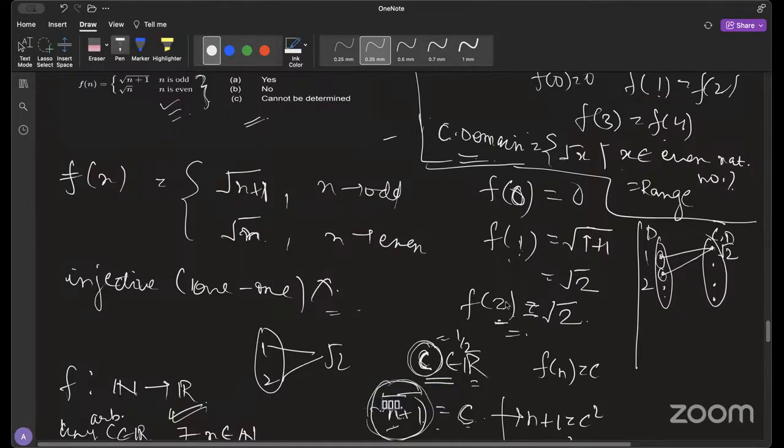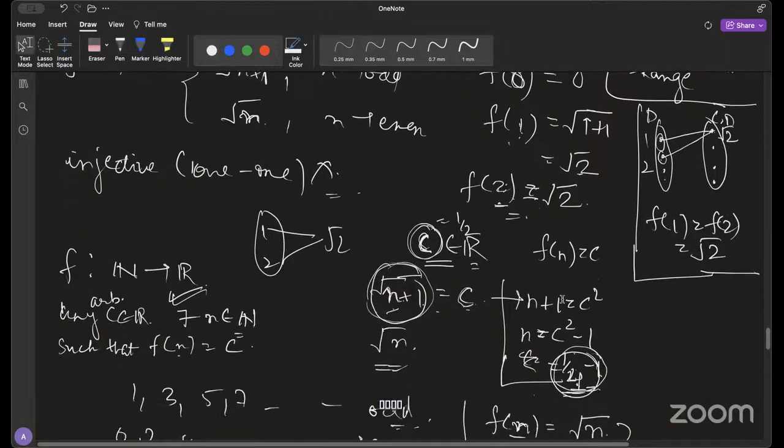Because 1 plus 1 gives an odd number, you will put 1 here, and you will get square root of 2. 2 is an even number, so you put 2 here, and you also get square root of 2. So both 1 and 2 are mapped to the same number, square root of 2. That's why it's not an onto function, though it is a 1-1 function.